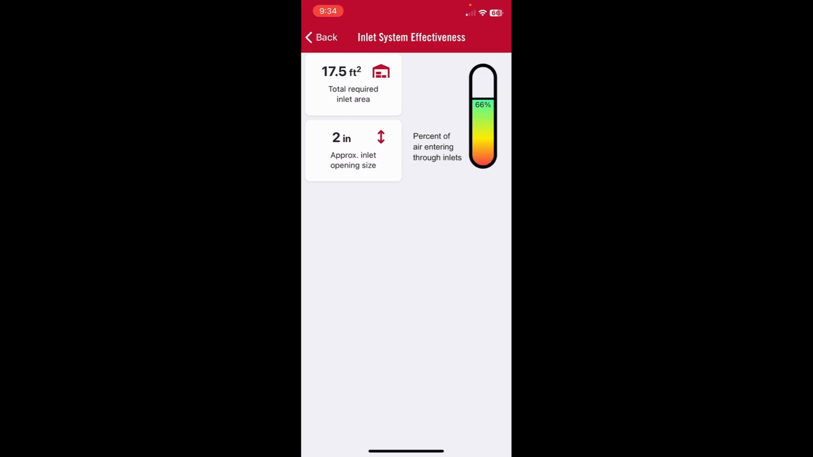So again, this app provides the user really some meaning to what those static pressure tests mean, both in terms of how effective our inlets will be in ventilating the house and how getting that house tight will lower our heating costs. We hope you enjoy the app, and if you have any questions, please let us know.